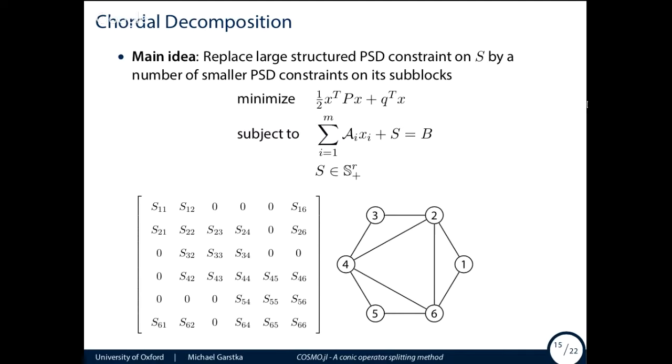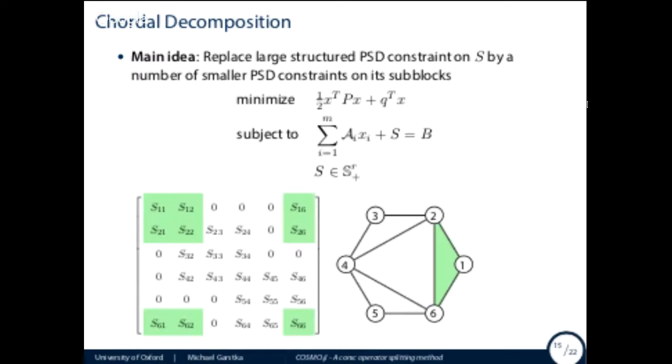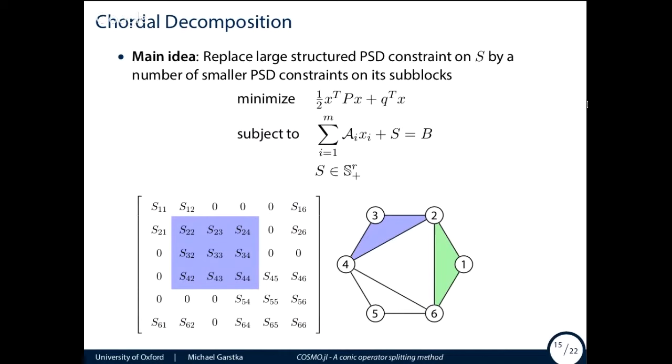And then you try to find the complete subgraphs in this graph. So complete subgraphs are graphs where all the vertices are connected to each other. So one example would be 1, 2, 6, another 1, 2, 3, and 4, and then 4, 5, and 6. And that gives you essentially the subblocks of that matrix.